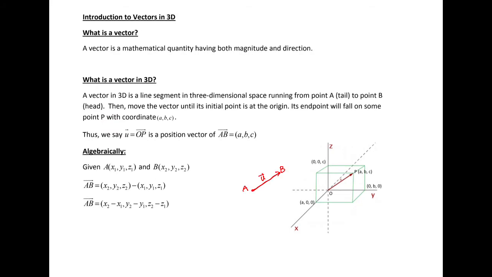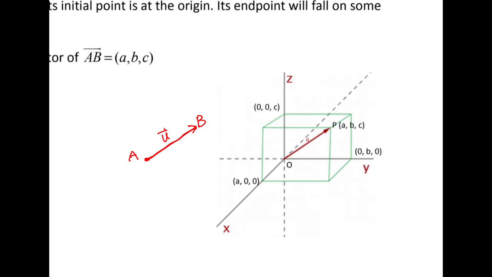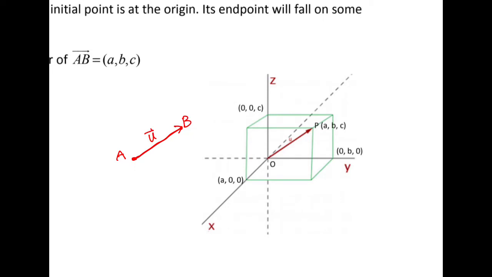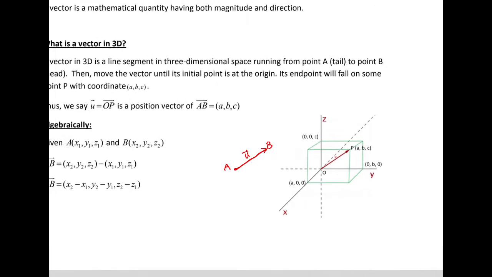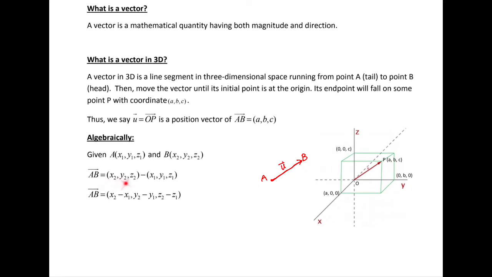So let's take a look at the diagram on the right. This is a 3-dimensional space, and there's a vector AB, which we call vector U. Once we move the point A to the origin, vector U becomes vector OP. Vector OP is the position vector of vector AB, which can be found using this algebraic calculation: OB minus OA, which is point B minus point A, gives the position vector of AB, which is OP.